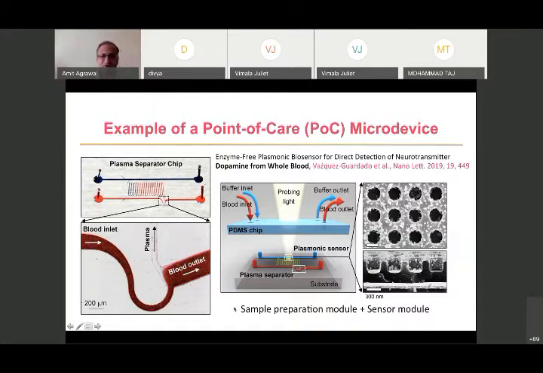So these are the type of devices that we would see if we were to look inside this box here. This is the type of device that we will be seeing.